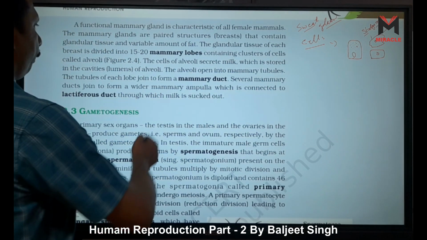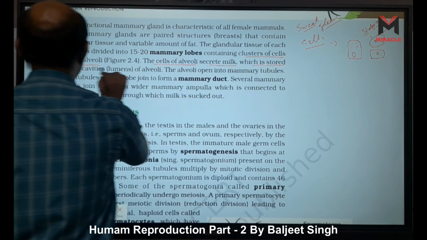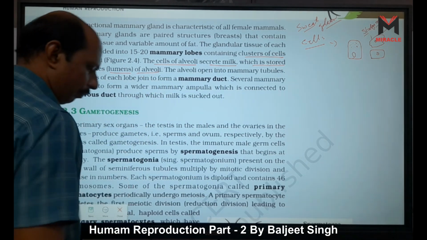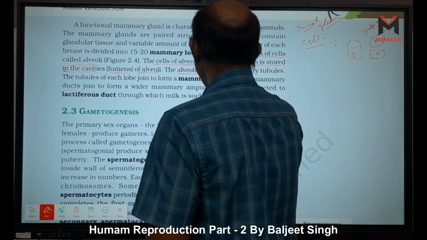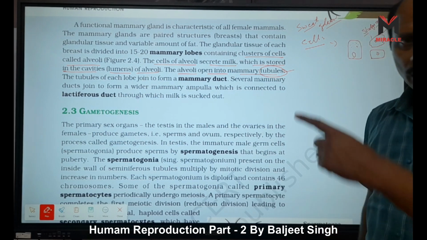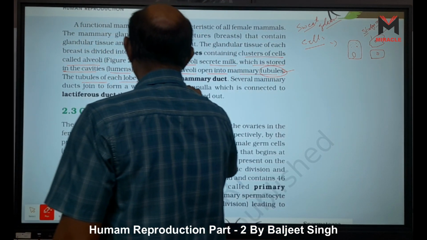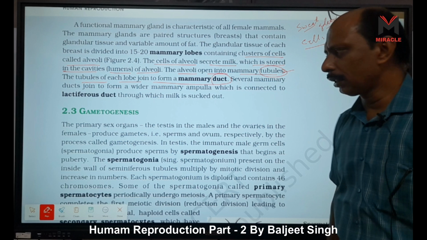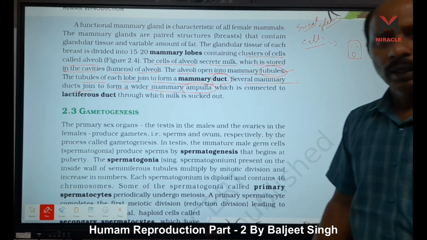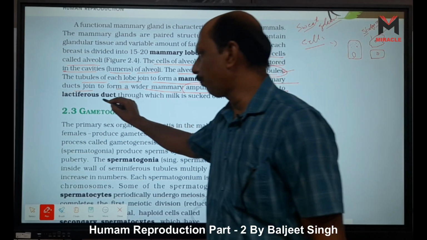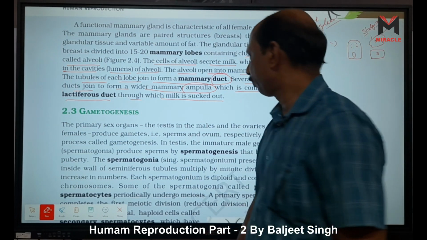Okay. Here, clusters of cells called alveoli. These cells of alveoli secrete milk, which is stored in the cavity, in the lumen of the alveoli, the sac-like structure, and these alveoli open into the mammary tubules, which is not present in our figure, right? But you understand, tubules, and the tubules of each lobe join to form a mammary duct. Many tubules form a mammary duct. Several mammary ducts join to form a wider mammary ampulla, right? And then it is connected to the lactiferous duct through which milk is sucked out. Do you understand this one, right?